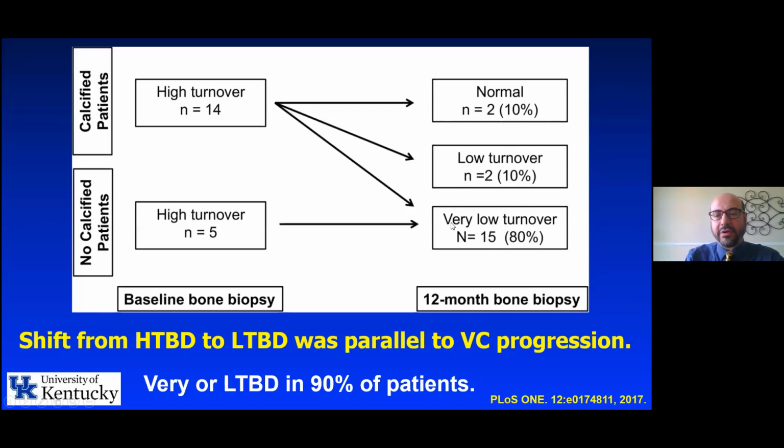So overall, 90% of this cohort, if you add the low and very low, changed the bone disease from very high to at least low. And in 80%, it was very low bone turnover. Only 10% had normal. This is why I'm telling you it's hard to just control the disease and to be on the normal side rather than at one end of these spectrums.